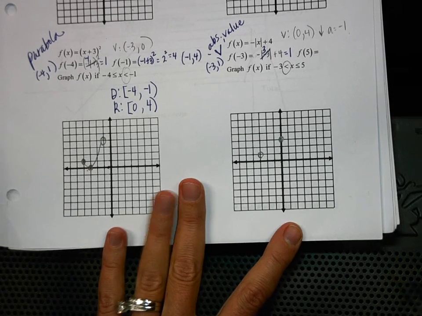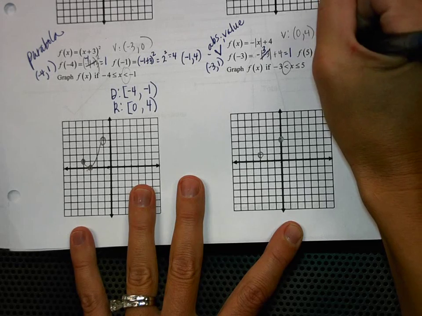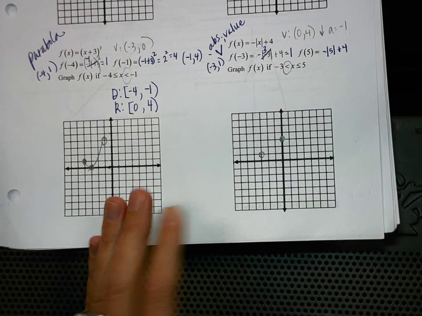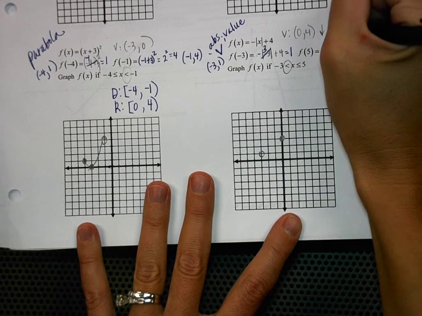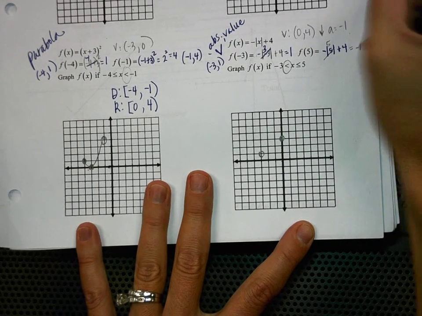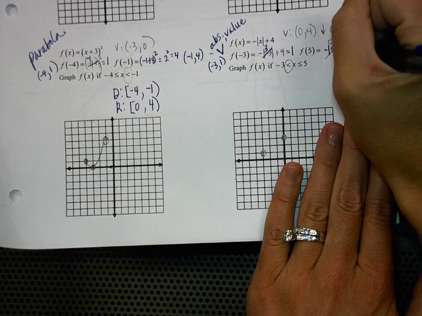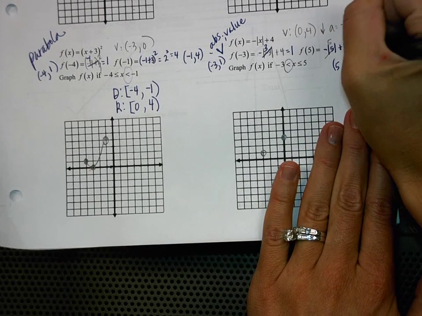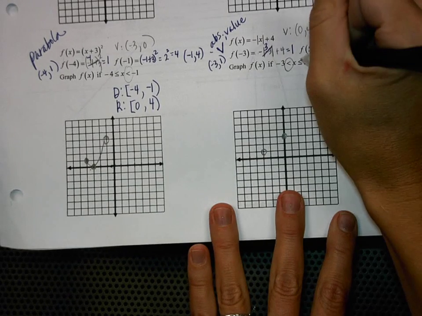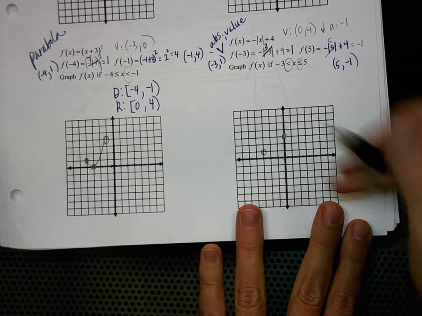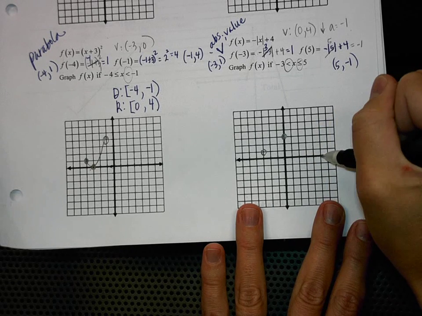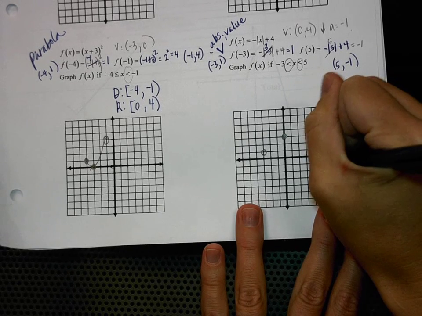We'll plug in 5 here, so I have negative absolute value of 5 plus 4. The absolute value of 5 is 5, so I have negative 5 plus 4, which equals negative 1. So this ordered pair here is at 5 comma negative 1. So is this going to be an open or a closed circle? Closed. And we know it's closed because it has an equal to sign. Good. So we go 5, down 1. I make a closed circle.